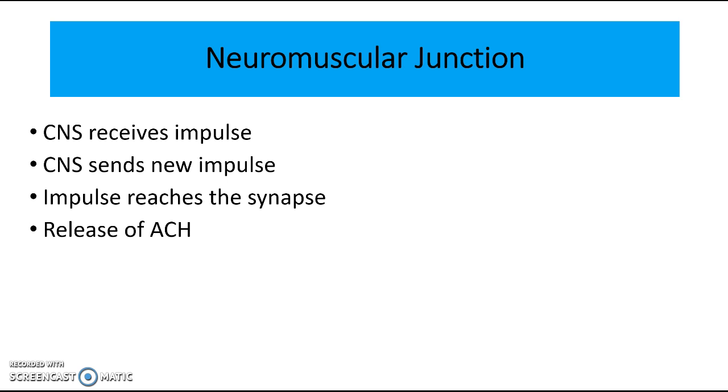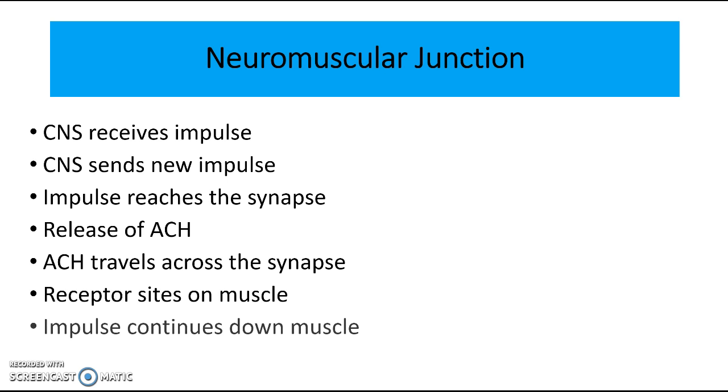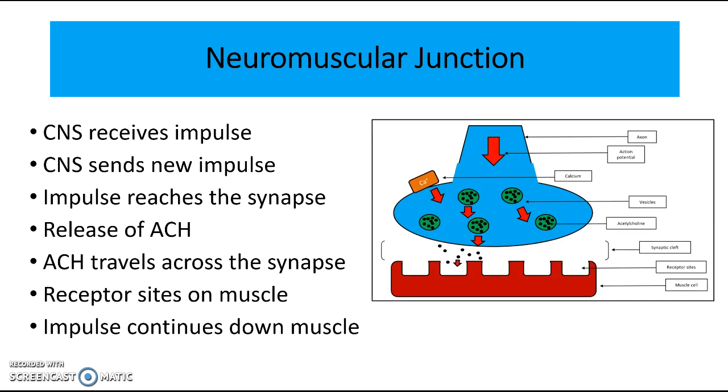So this chemical then diffuses across the synapse and binds to receptor sites on the muscle. So if there is enough ACh that is diffused across the synapse into the receptor sites, then the impulse can continue down the muscle. So just look at the picture there, it's got all the labelled sections. So we've got the vesicles coming to the bottom of the synapse and then them diffusing across the synaptic cleft as it's labelled there.